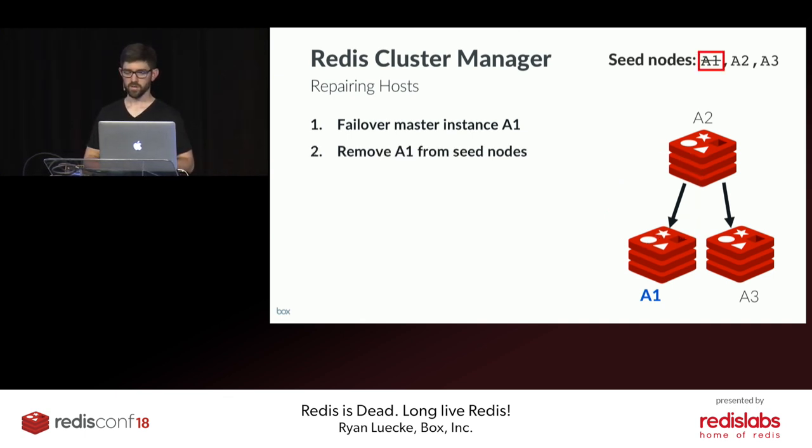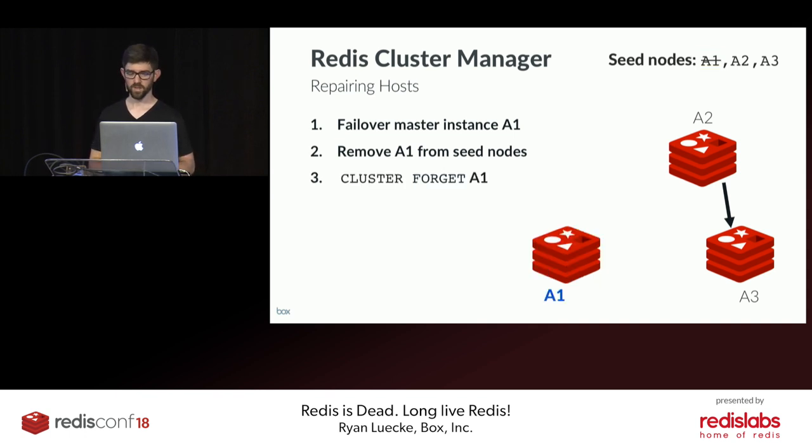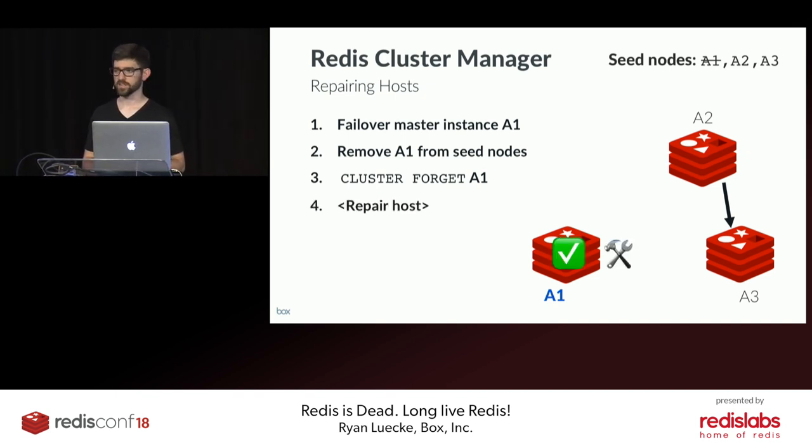The second thing we need to do is remove A1 from seed nodes. The seed nodes are what are exposed to our clients. They're what allow our clients to know about nodes in the cluster. So we need to cut off clients from knowing about this node A1. Next, we need to ask the cluster to forget or evict A1 from the cluster so that it's no longer taking traffic, it's no longer part of voting on things in the cluster. And finally, now that it's out of traffic, we can finally do maintenance.